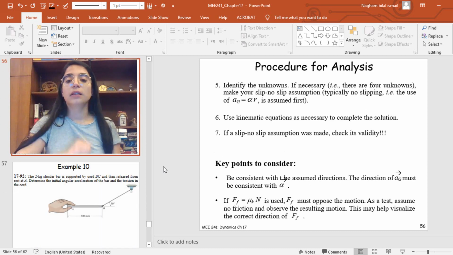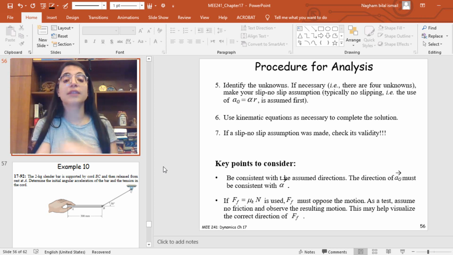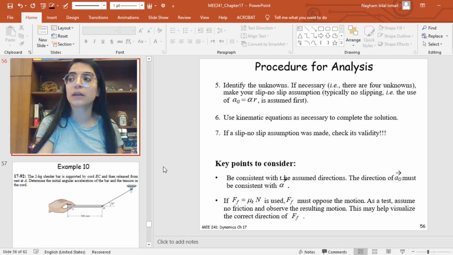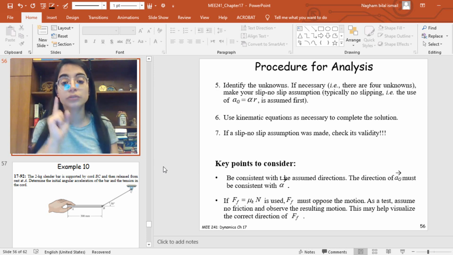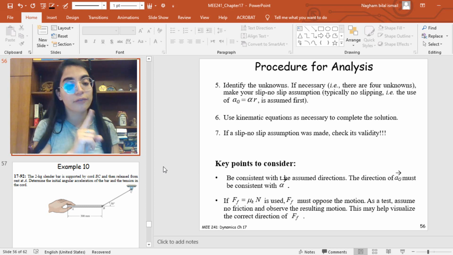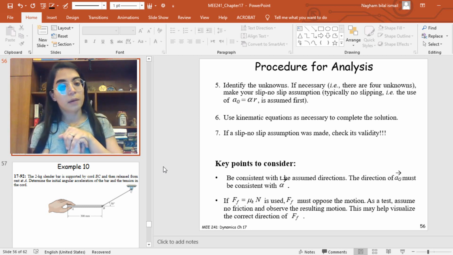And then you have to identify your unknowns. If you have a slip or no slip assumption, you have to know what you should assume. If you assume no slipping condition, then a will be equal to alpha R, but you have to check the validity of your assumption by checking if the F found is less than mu_s times N. If not, you have to take F equal to mu_k times N, and F will always be opposite to the motion.